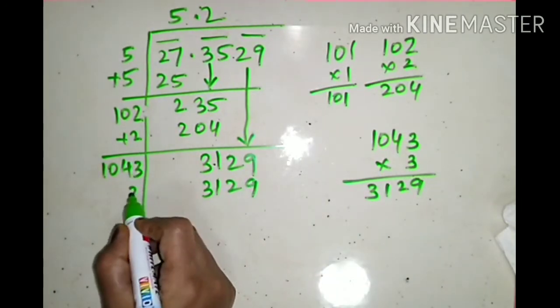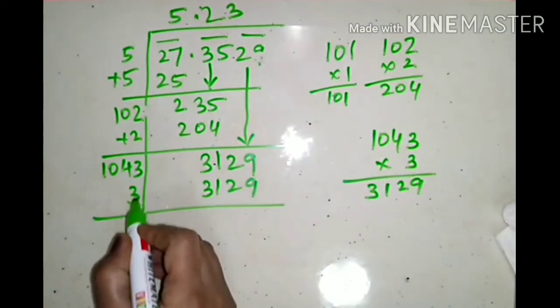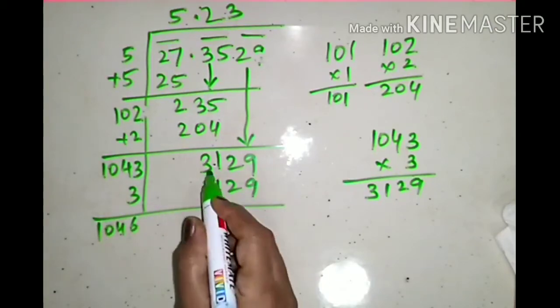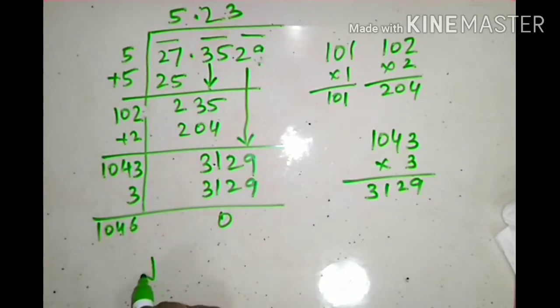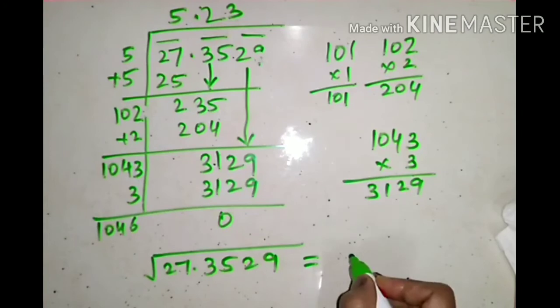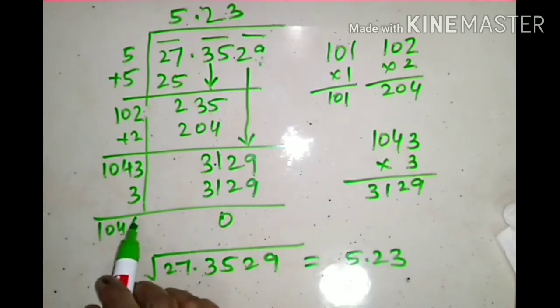So 3, 3, 3 here. Add this 6, 4, 0, 1. Remainder is 0. So root of 27.3529 is equal to 5.23, and 523 multiplied by 2 is 106.